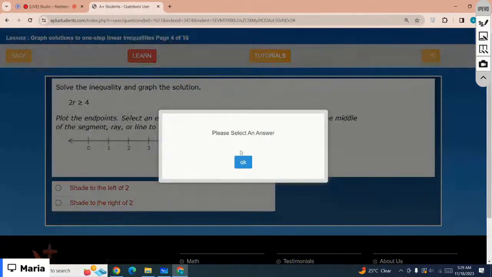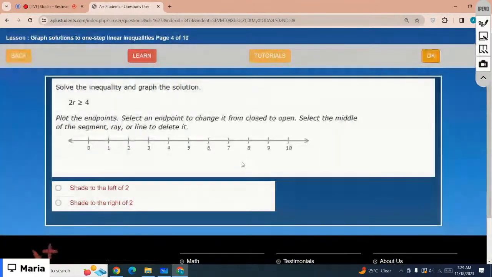Okay. The next one is 2r is greater than or equal to 4. Which is the correct option? That is shade to the right of r, because r is greater than or equal to 2.